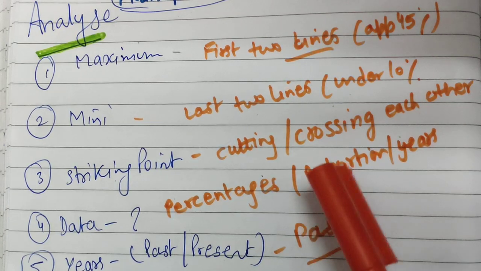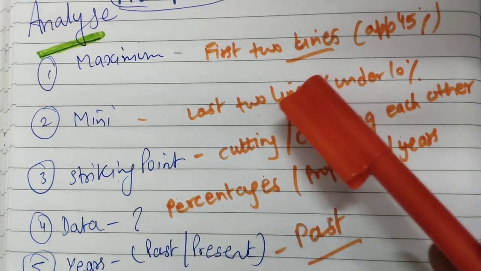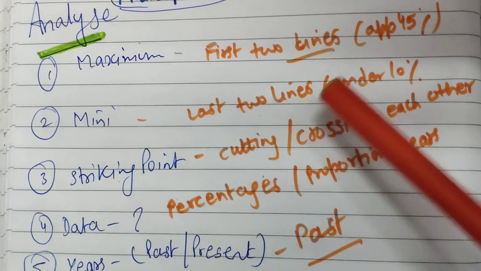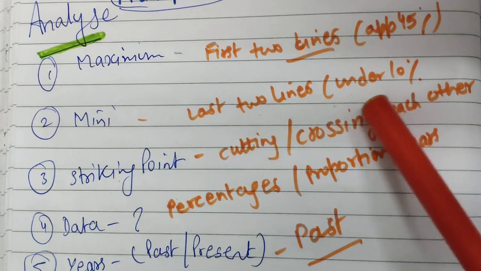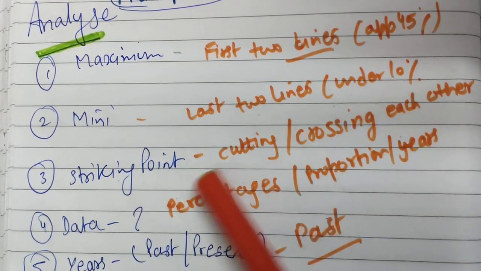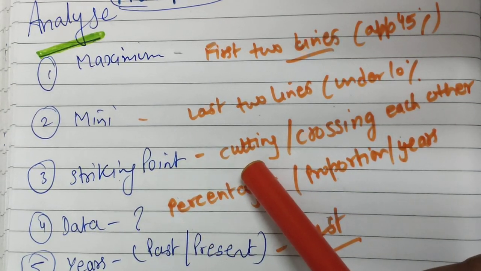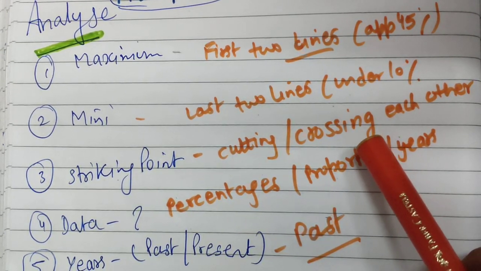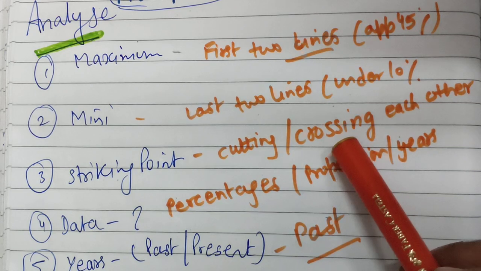Now you can see how I have explained it to you. Maximum we have already discussed. The first 2 lines were around 45, or you can say above 45%. So they just started, they were at maximum. And for minimum, the last 2 lines, they both are under 10%. Okay, another striking point that we had discussed is that 2 lines are cutting each other or crossing each other. Okay, and while discussing the details in body paragraphs 3 and 4, we will write the percentage also and the year also. In this year they are cutting each other at this point, at this percentage.